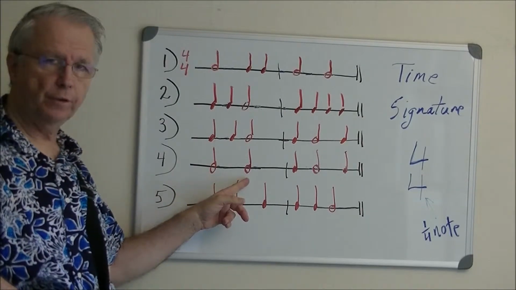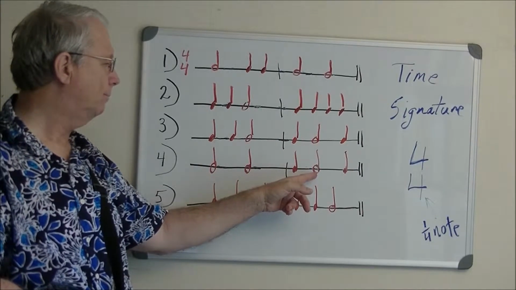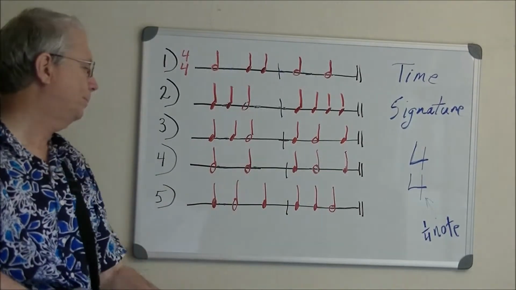Number 4. 2 half notes in the first measure. A quarter note, a half note, and a quarter note.